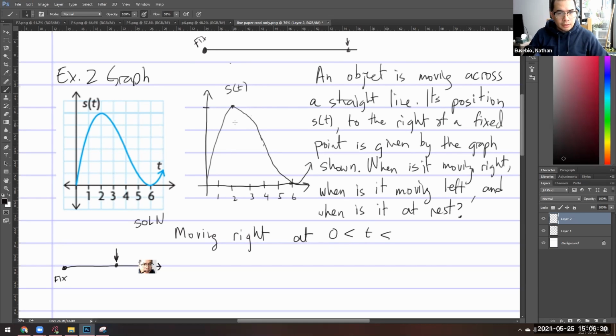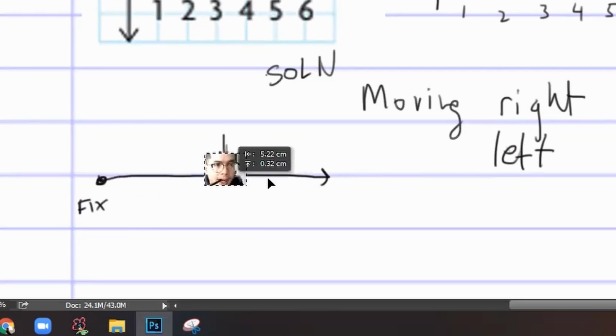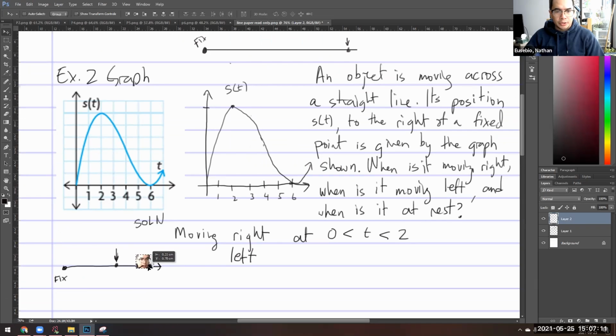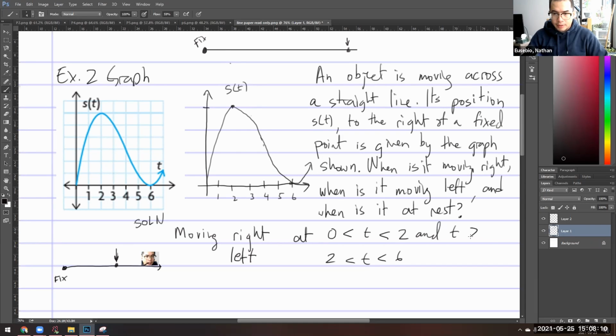between 0 and 2, and moving left anywhere from the section where t is 2 up until t is 6. It's moving towards the fixed point, right? So the first half of my graph, it's moving away from the fixed point. The second half, it's moving towards the fixed point. So it's moving to the left. From t equals 2 to t equals 6, the object is moving to the left. But then at t equals 6, the object is moving away from the fixed point again, and for t greater than 6, we're going to assume it keeps going that way. So at rest is exactly where I'd like to be.